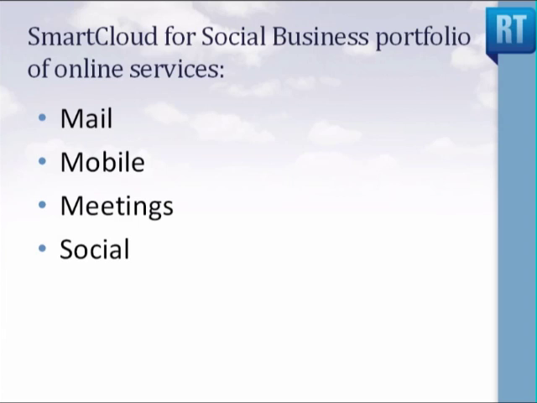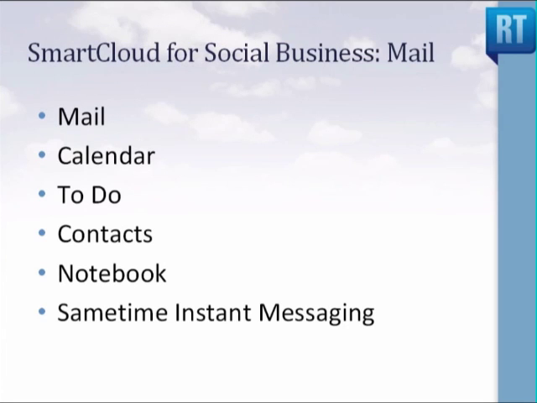SmartCloud for social business includes basically 4 services: mail, mobile, meetings, and social, and we're going to look at each one in turn here. Mail is IBM Notes Mail. In essence, it's mail, calendar, to-do, contacts, that's your personal contacts from Lotus Notes if you're a Lotus Notes user, and your notebook also from Lotus Notes. And finally, it's Sametime instant messaging.